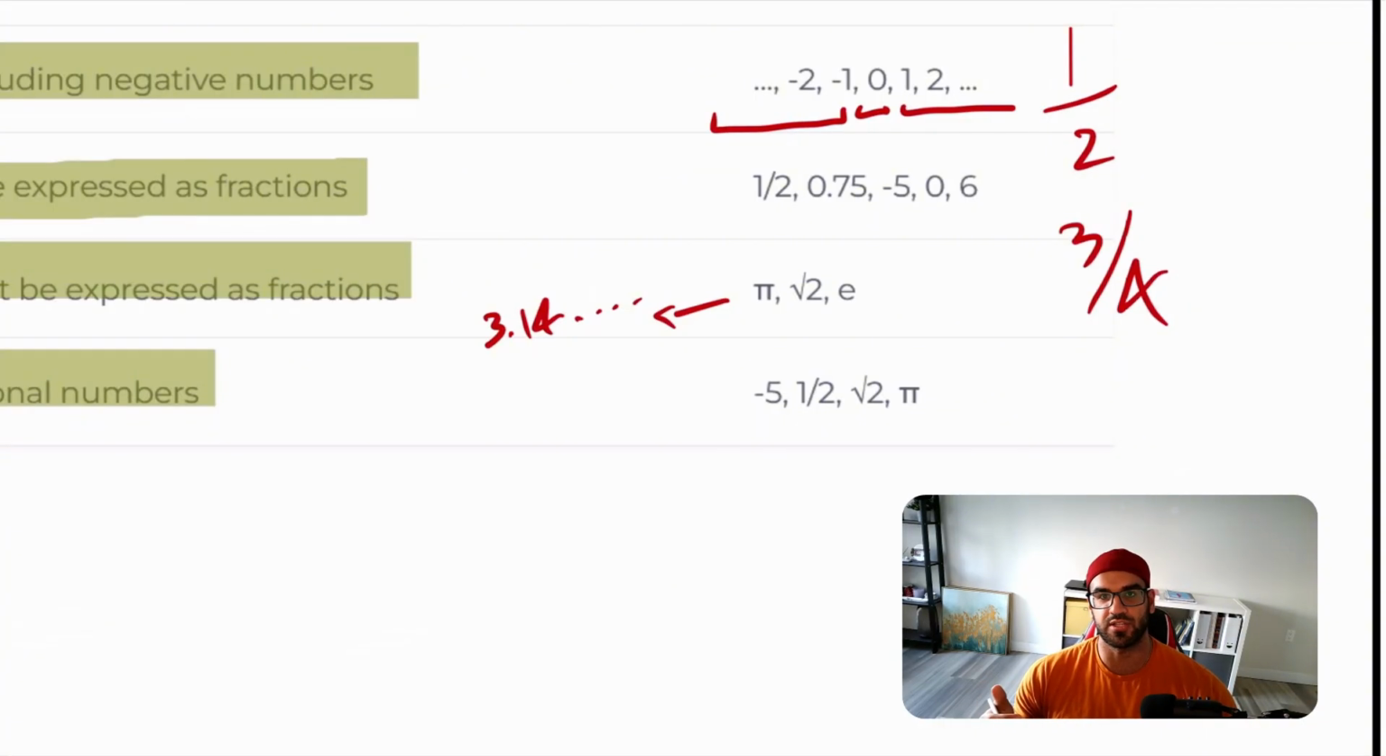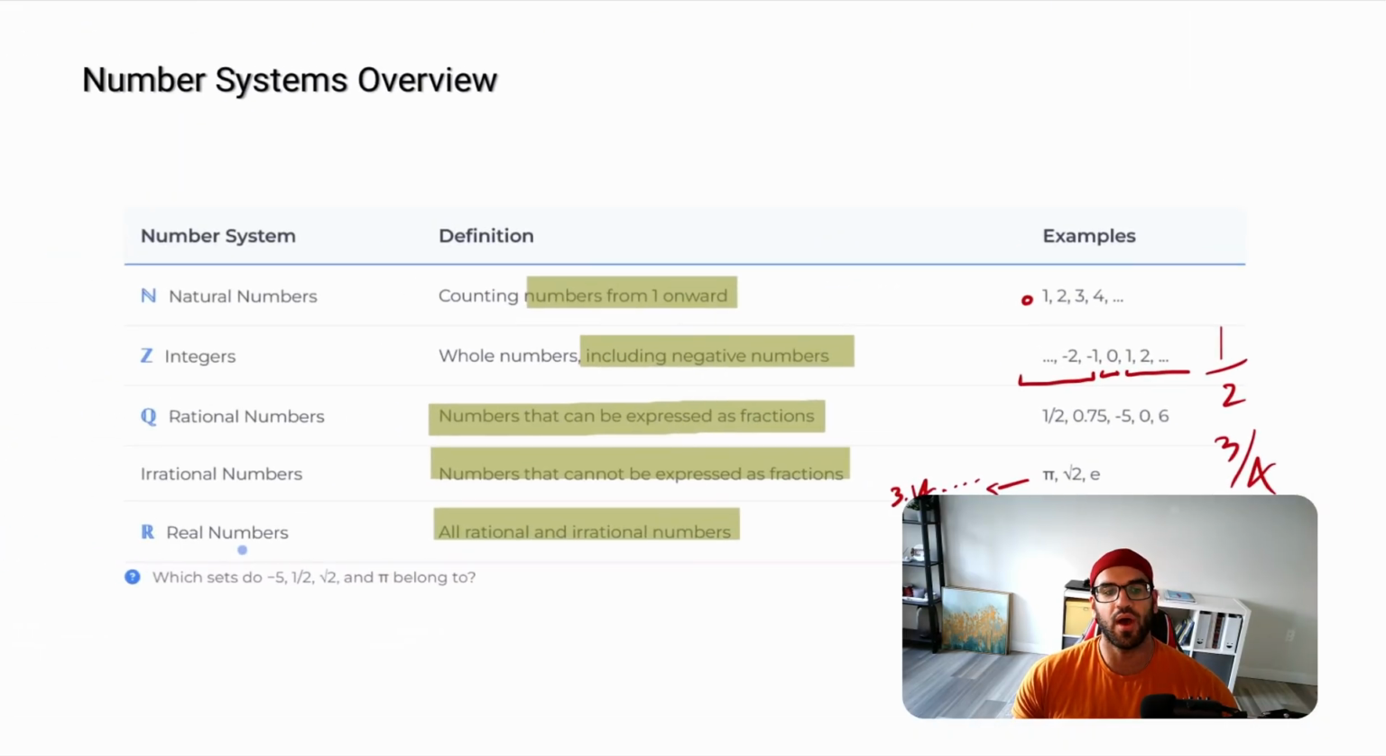Root 2, just find it in your calculator. As you can see, you do have some kind of limitation, but root 2 actually cannot be considered as any of these. And we do have the Euler number, which is for advanced math. And last but not least, we do have real numbers.